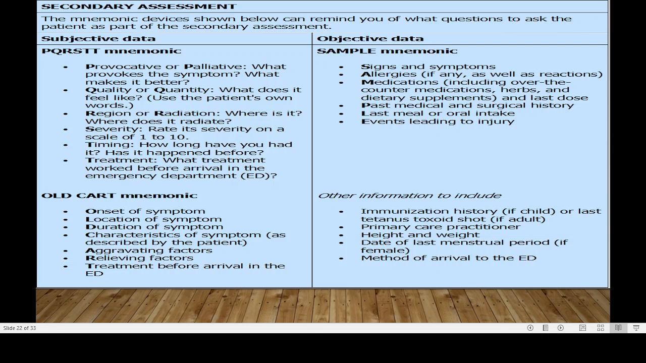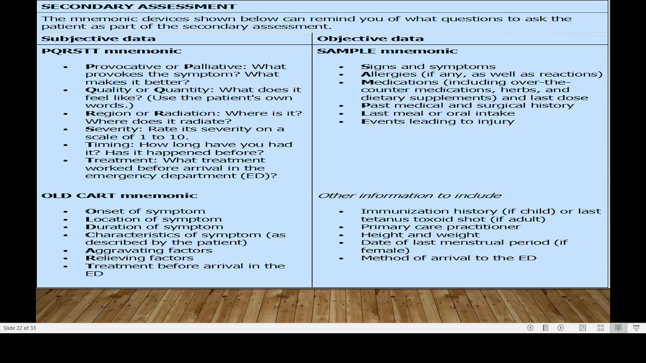So for PQRST, the first P stands for provocative or palliative. What provokes the symptom that the patient is presenting with? What makes it better? You need to find out. Q is for quality or quantity. What does it feel like? So you use the patient's own words to describe it.